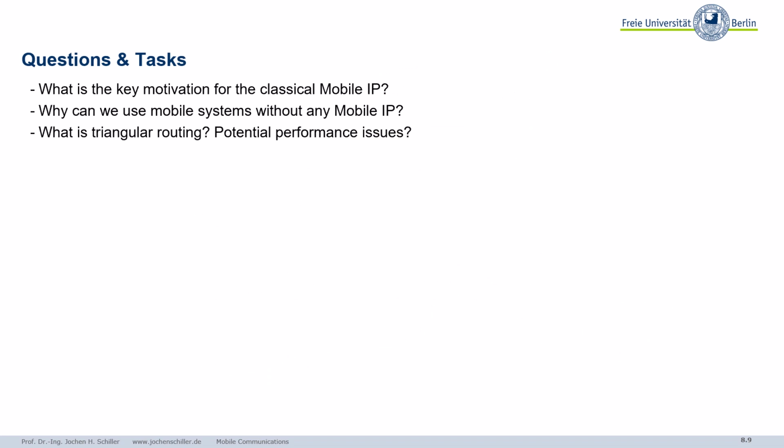Some questions. What was the key motivation for the classical Mobile IP? Why do we need it? Why can't we use the normal IP in case of end system mobility? But, well, we are all using our systems. We do not have Mobile IP installed, at least we don't notice it. So why? How does it work? What is triangular routing? Now think of performance issues. What might be a problem?